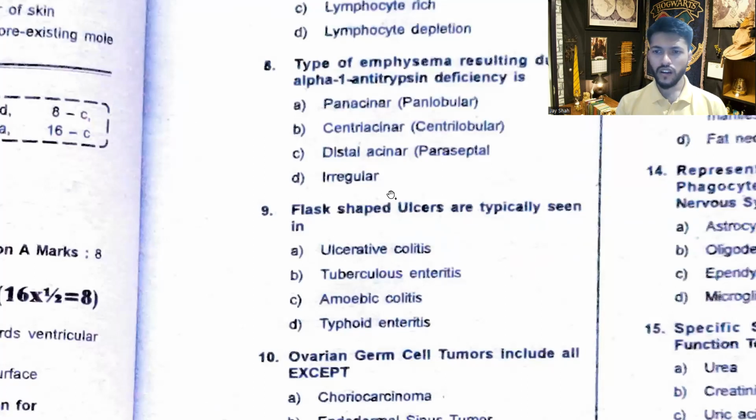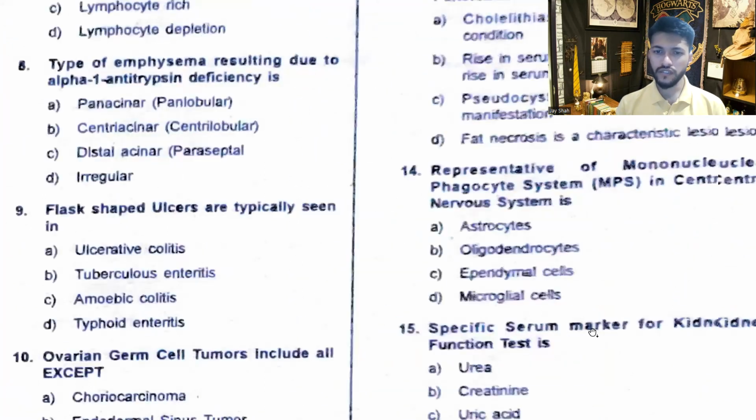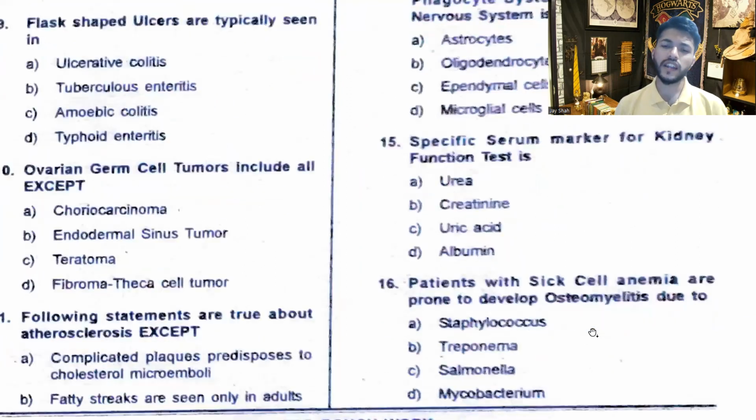Right, so specific serum marker for patients with sickle cell anemia who are more prone to develop osteomyelitis due to, it has been repeated n number of times, it is Salmonella typhi. So it is Salmonella. In patients with sickle cell anemia, you'll see osteomyelitis secondary to Salmonella.